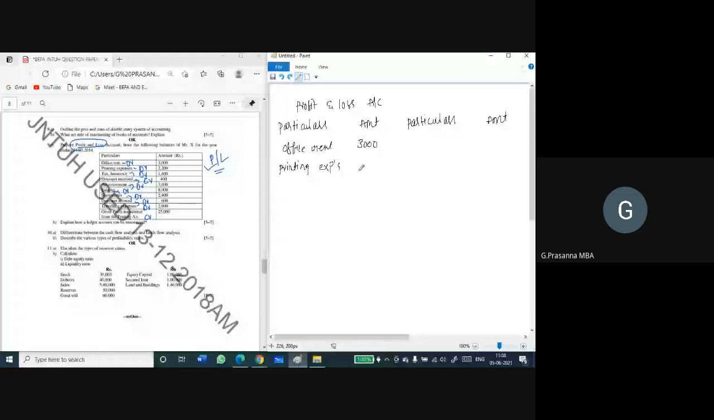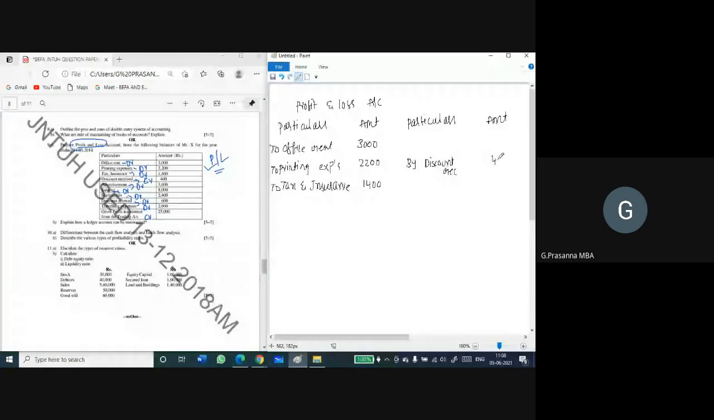Next, tax and insurance. You have to write here "To" office expenses, "To" printing, "To" tax and insurance. What is the amount of tax and insurance here? 1,400. Next, discount received. It is an income to you, so I will be writing here "By" discount received. What is the amount of discount you have received?